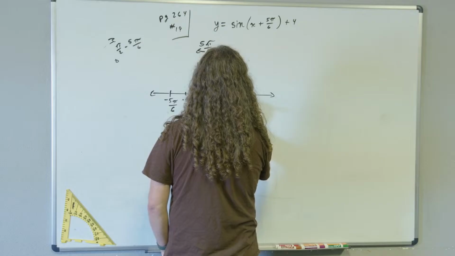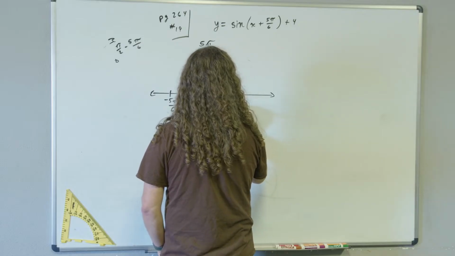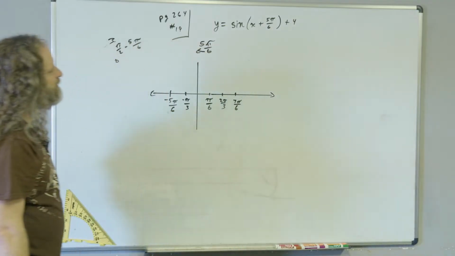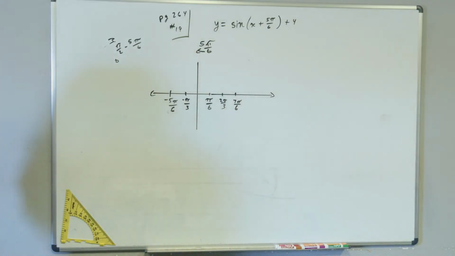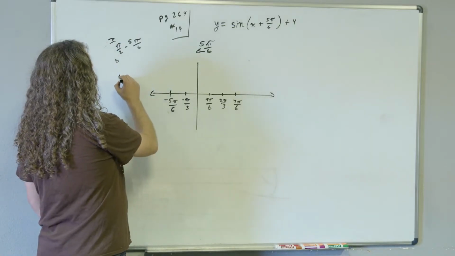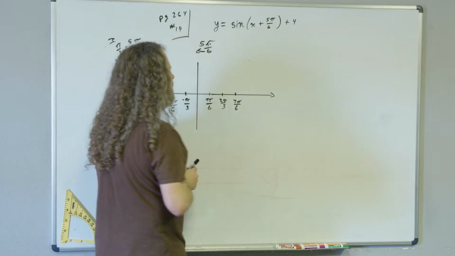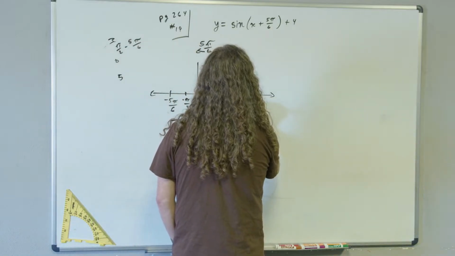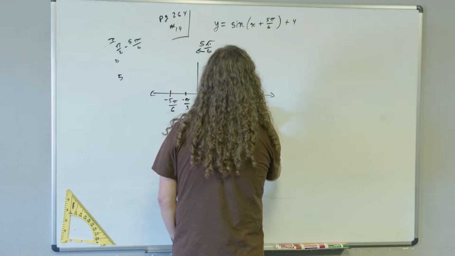Now we have to do that again. What's 5 pi over 2 minus 5 pi over 6? What's half pi? 10 pi over 6. Yes, 10 pi over 6 is reducible, so it's 5 pi over 3.